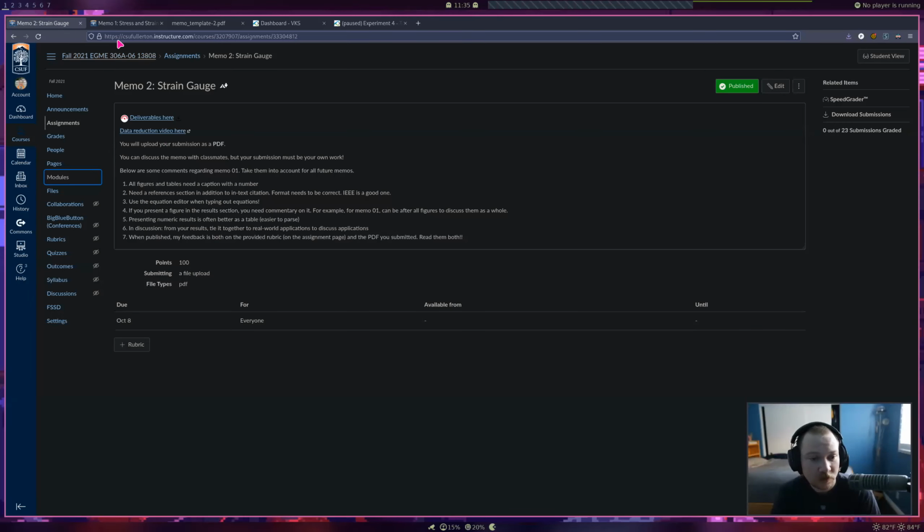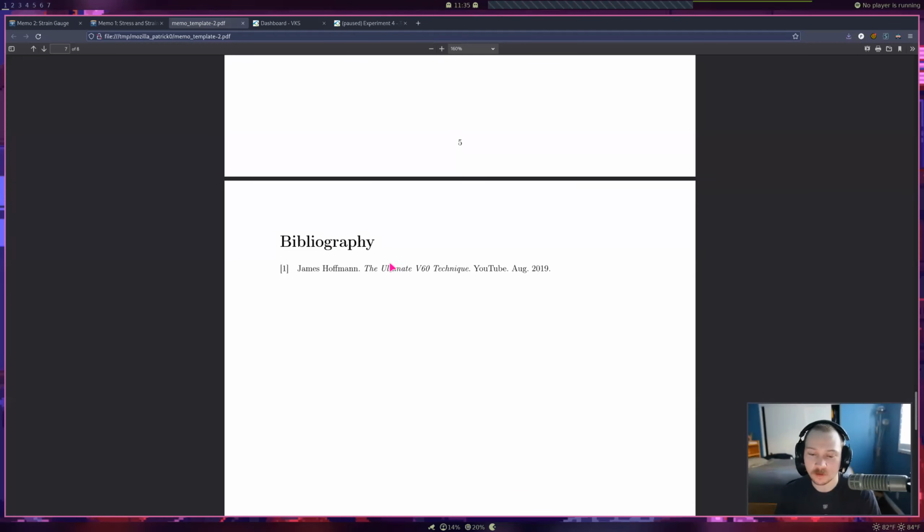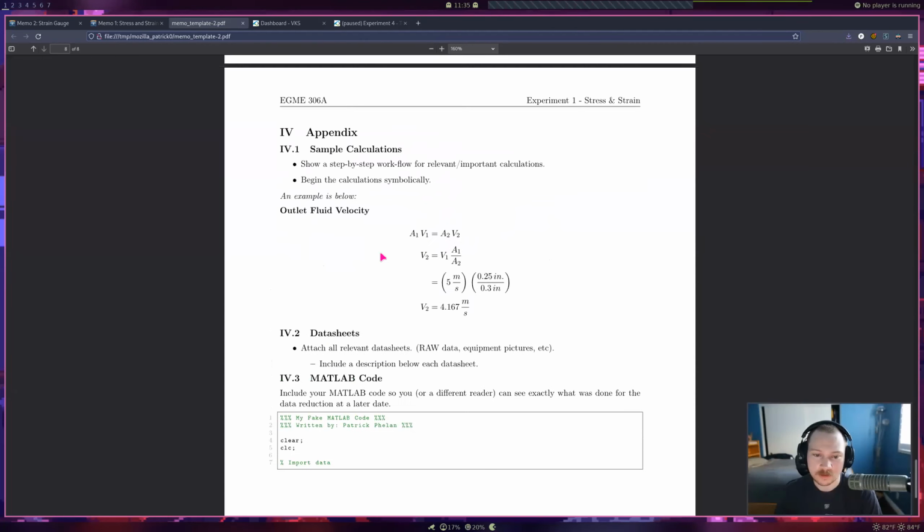If you're typing out equations, use the equation editor. As an example, for the sample calcs here, I use something called LaTeX. I don't use Word, but if you're using Microsoft Word, use the equation editor so everything looks nice and pretty. If you have a superscript or something, I don't want to see that little caret. So make sure that you use the equation editor whenever you're typing in equations.